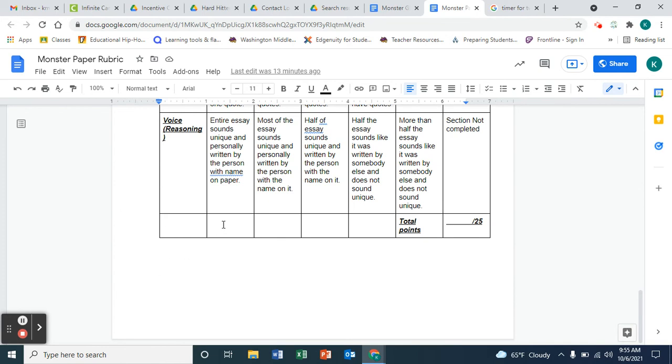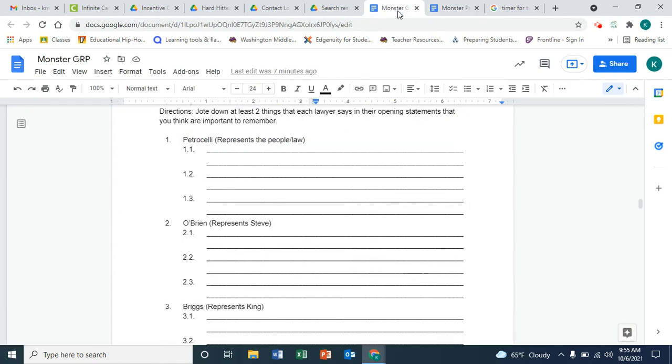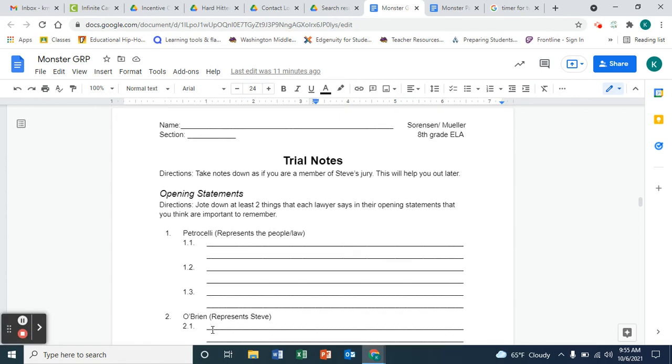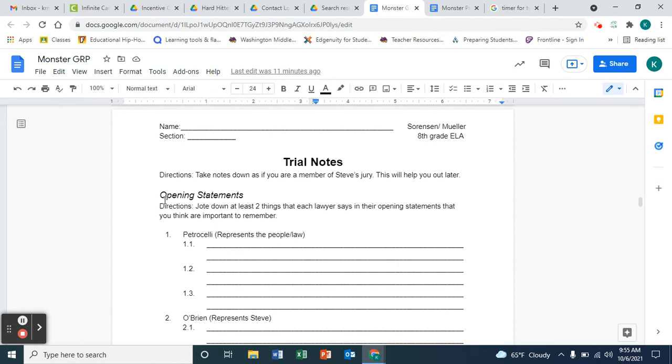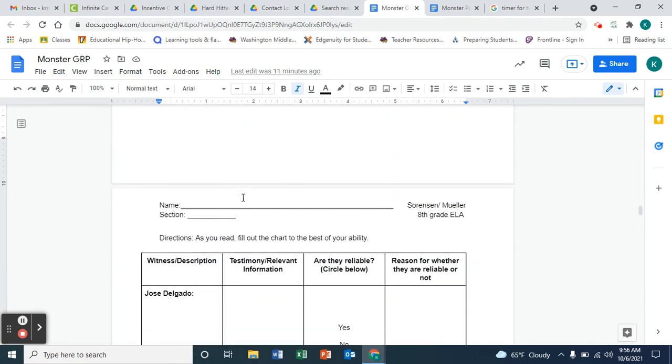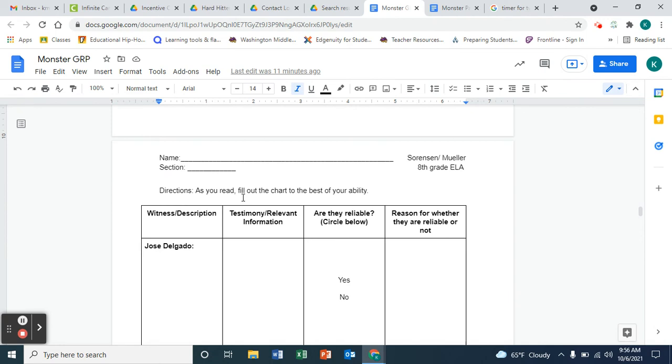So, anyway, when we read Monster, every single day we're going to take notes. So it's really important that you pay attention. And at the beginning, we're going to have our opening statements. You are going to write down the notes that'll help you get through this, okay? And then as we get through, the story is not really divided into chapters. It's divided into witnesses, people that are called to testify at the trial.